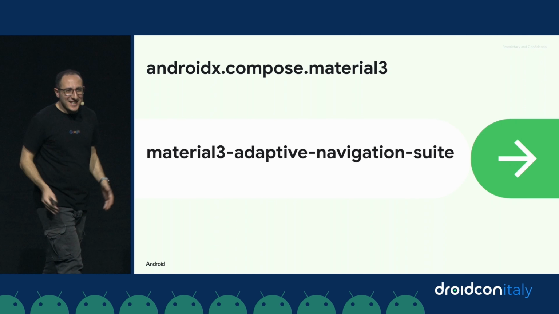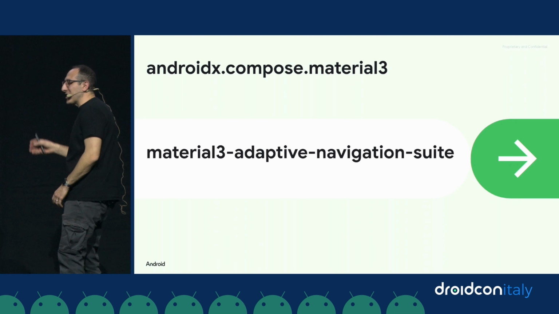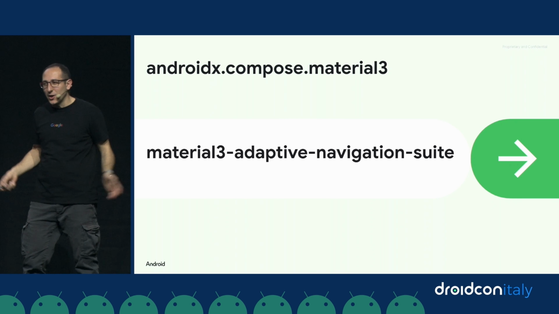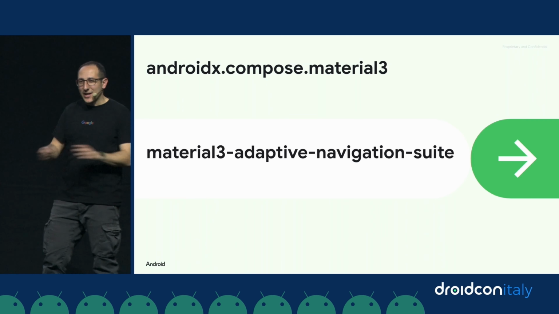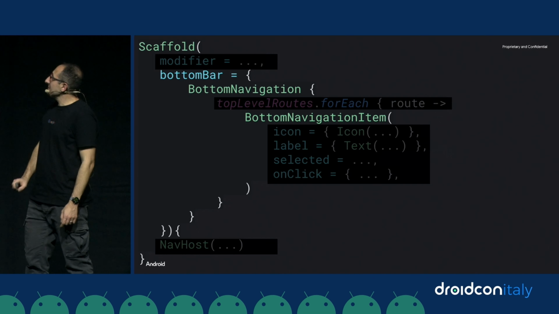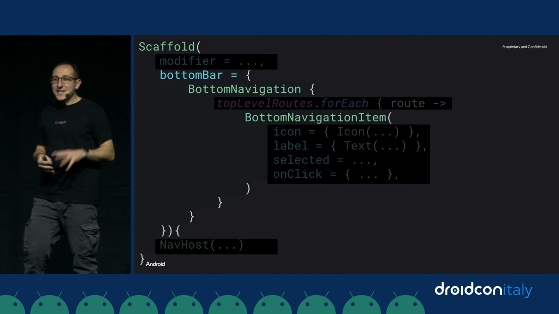So all of this is in the Material 3 Adaptive Navigation Suite. It's already available, so you can go on and try it today in both stable and alpha versions. So, you need exactly 4 lines.